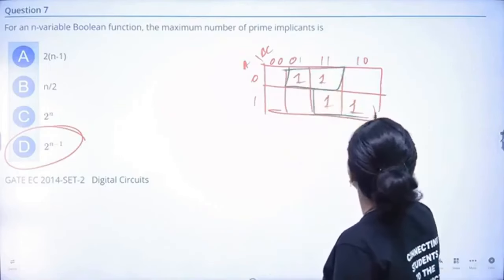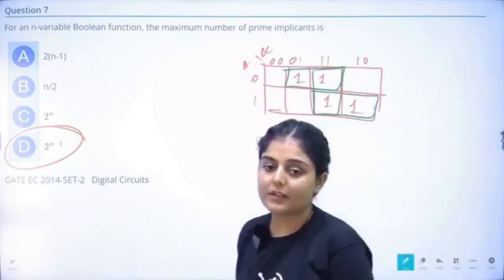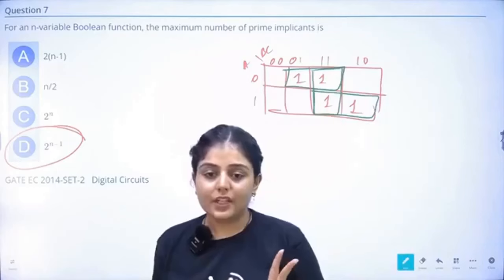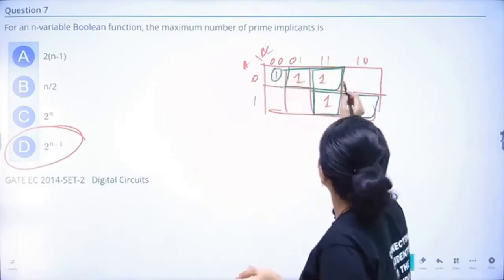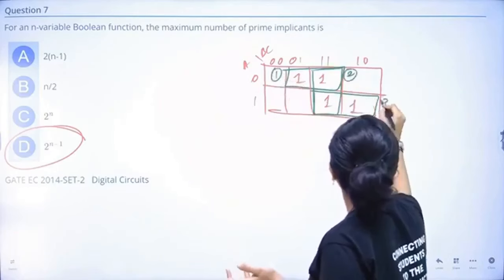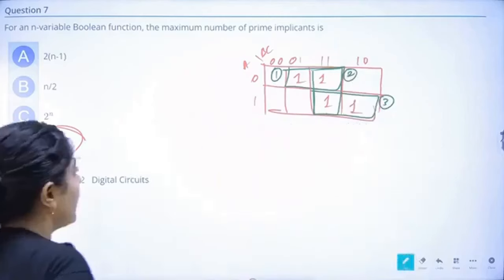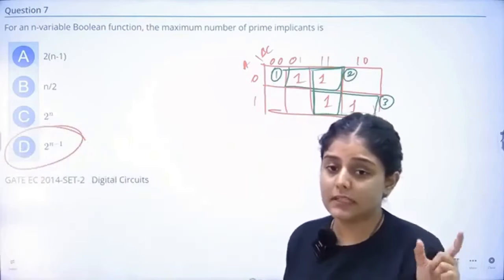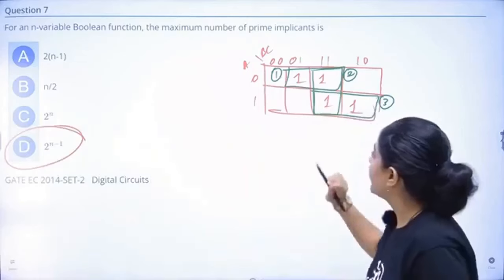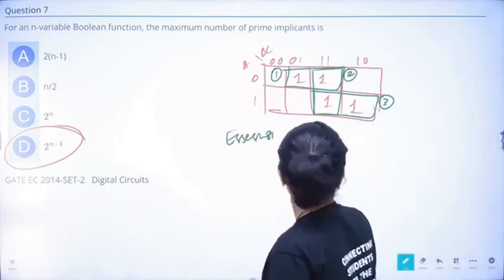This pair, and this, 3 pairs, right? 3 pairs we can see. So these are the prime implicants: 1, 2, and 3. These 3 pairs are your prime implicants, 1 and 1 joined together. What is an essential prime implicant?